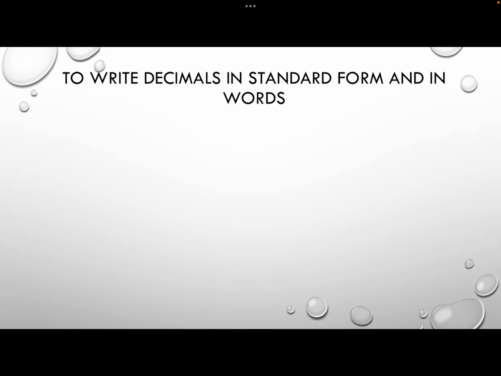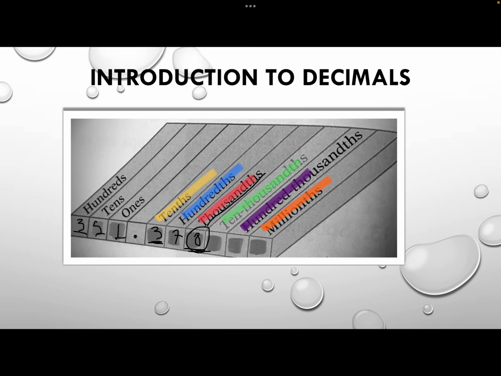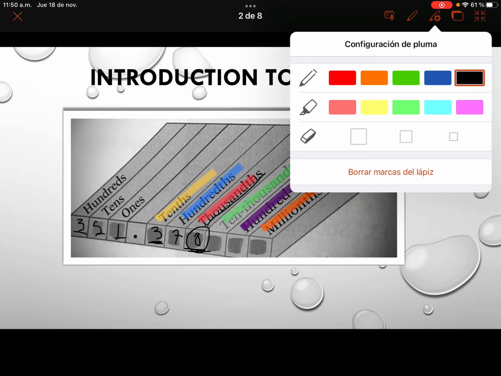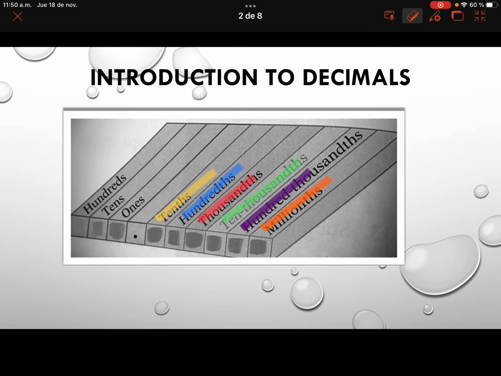Okay, now let's talk about writing decimals in standard form and in words. If we have to write a decimal in words, keep in mind that we pronounce the whole number normally. To pronounce the point we say "and", then we pronounce the number at the right of the decimal point, and finally pronounce the position of the last number. Okay, to explain this, I think it's a good idea to come back to this graphic representation. Then let me erase here in order to provide another example.